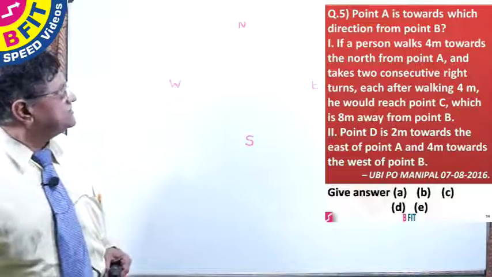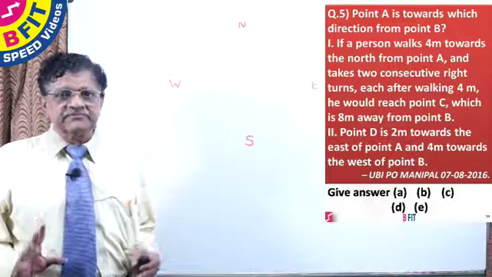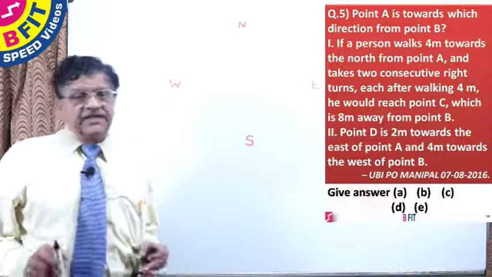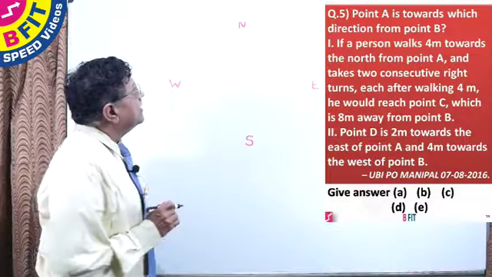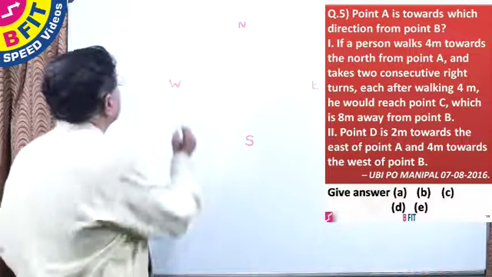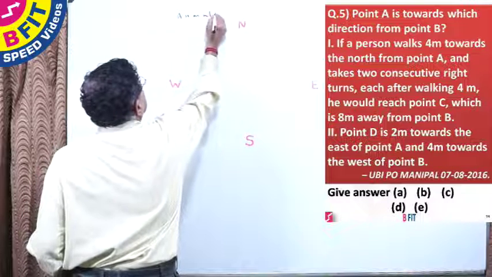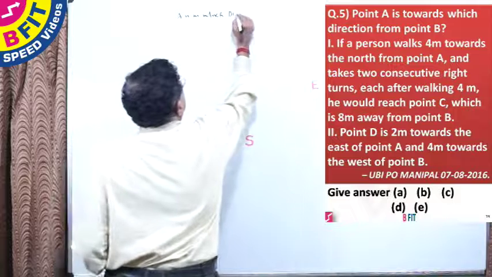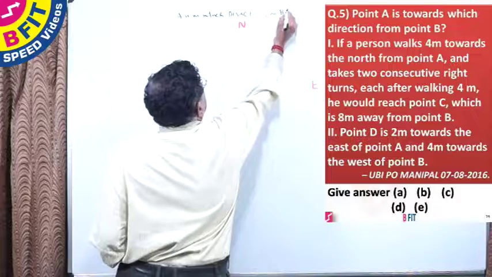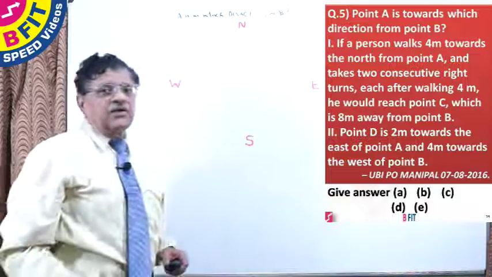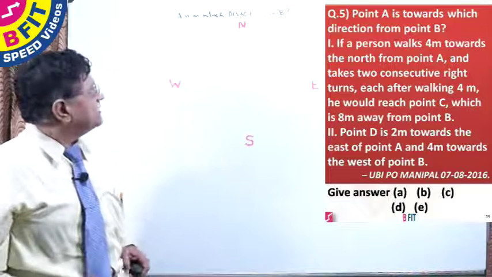What is the question? Point A is towards which direction from point B? That is the question. We shall never forget the question. In data sufficiency questions, always remember what is asked. Let us write it down. A is in which direction from B? That is the question. For that, 2 statements are given.